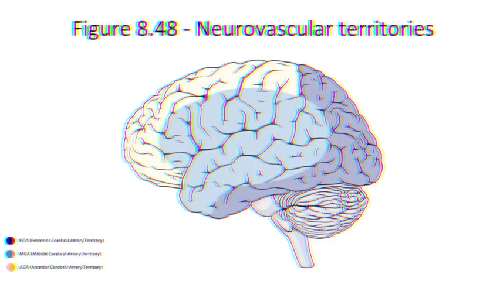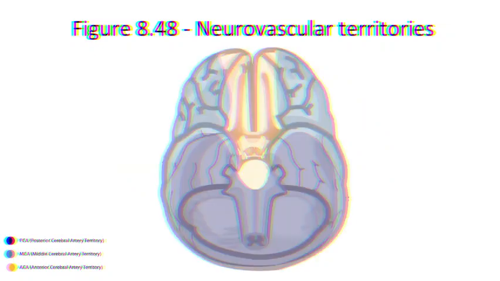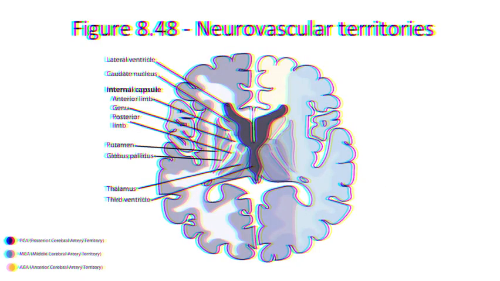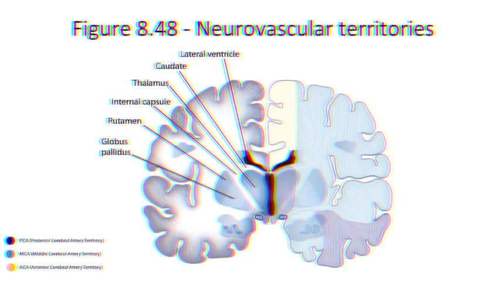This is a lateral view of the neurovascular territories. This is an inferior view. This is a mid-sagittal view. This is a transverse view. This is a coronal view of the neurovascular territories, which is probably the most important view to be familiar with. This is because when we combine this image with the homunculus, we can deduce many of the symptoms that a patient should experience if one of the vessels feeding these territories was occluded.